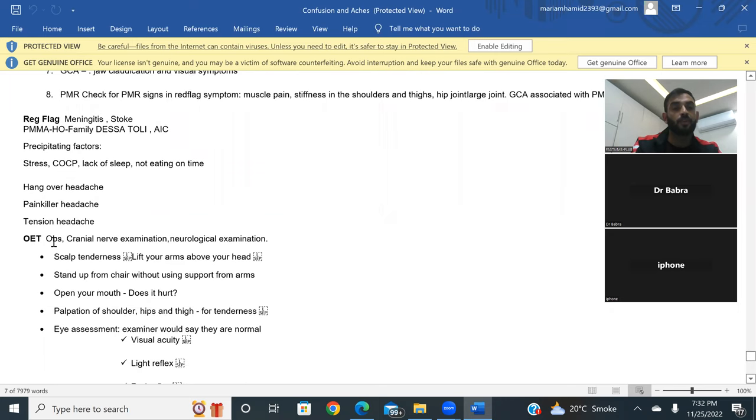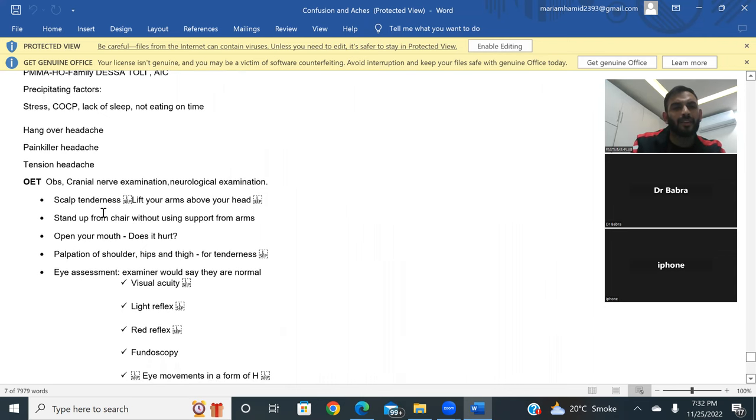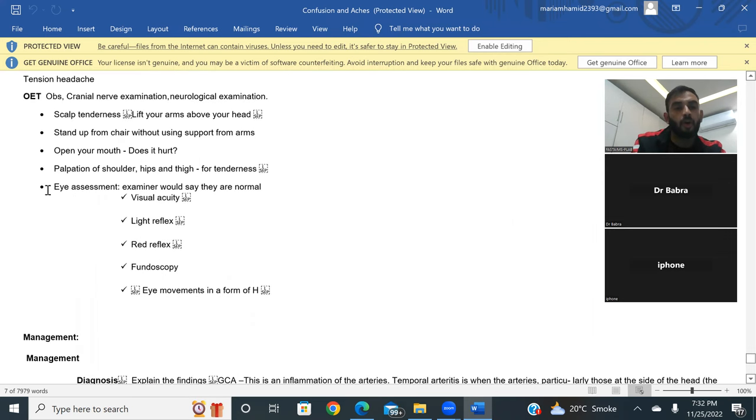And then the examination will be observation, cranial. You will say, I will check for the scalp tenderness. I will ask the patient to lift his head like this, because it is the PMR. You can ask the patient, can you stand up for me? Don't ask both of them, ask only one. I don't think you need to ask this as well. Open your mouth for me, you need to ask this because you want to check the jaw claudication. Palpation of the shoulder, thighs and tenderness and eye movement. Okay, don't do all that. Scalp tenderness, do this. Ask the arm to lift up and open mouth. That's enough.